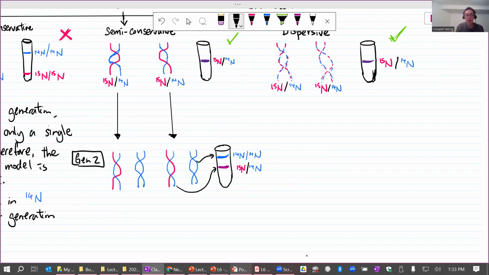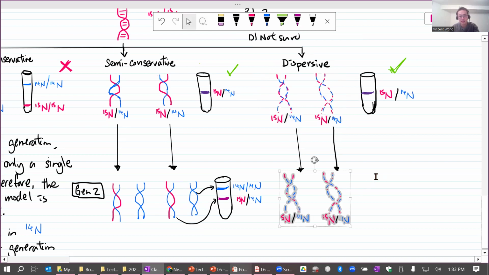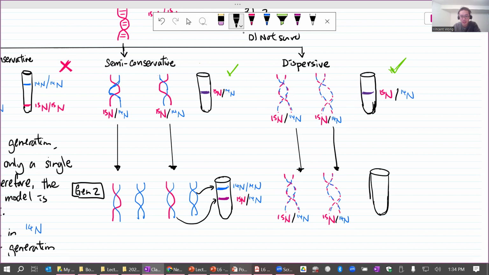If it's dispersive, it's the exact same thing. You're gonna get more of the same thing here. And how many bands do you expect to see in this case? How many bands in generation 2? One in the middle. One band in the middle.